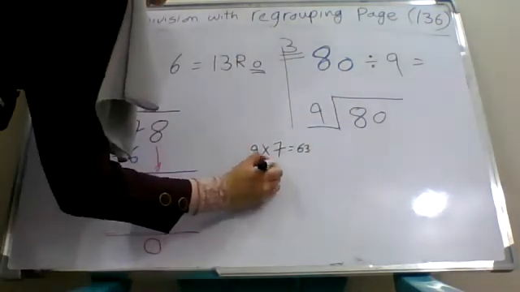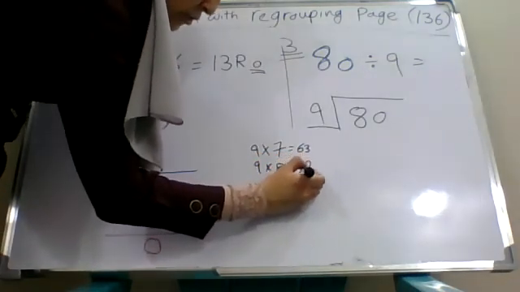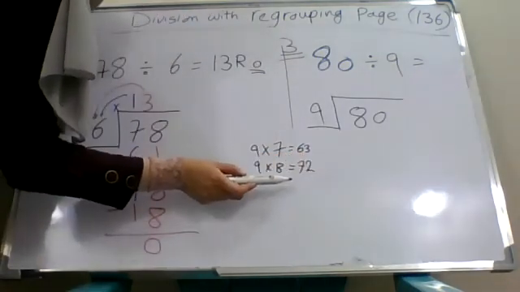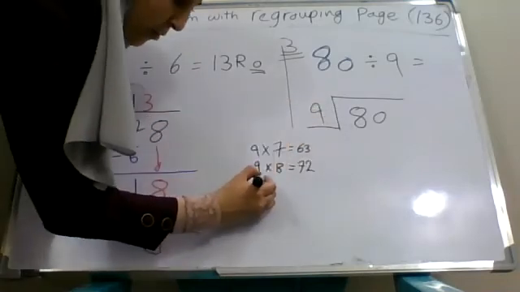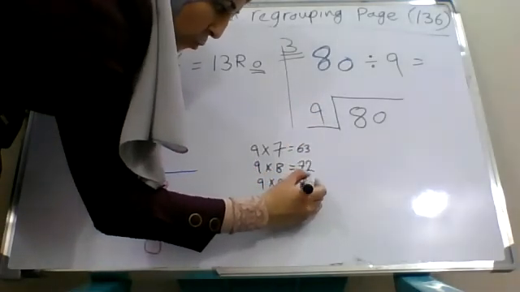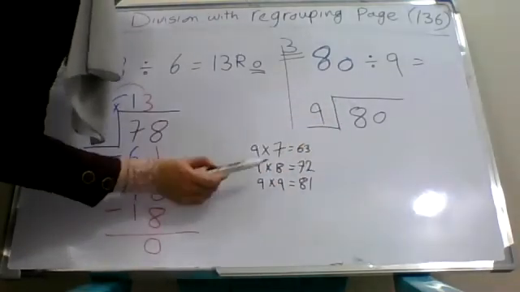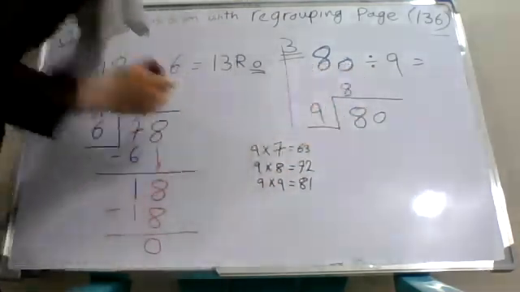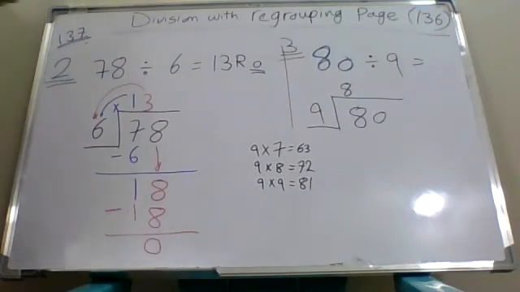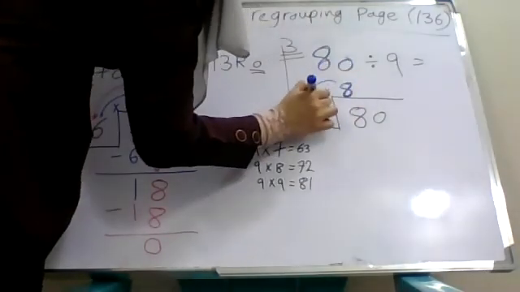Let me check. 9 times 8, it was what? It was 72. Excellent. I am still far away, but 9 times 9 equal 81. I can't exceed 80. I have to choose only 80. So the best number was 8. So I choose 8. Write 8 on the top. It's the answer. 8. Now you multiply it down.